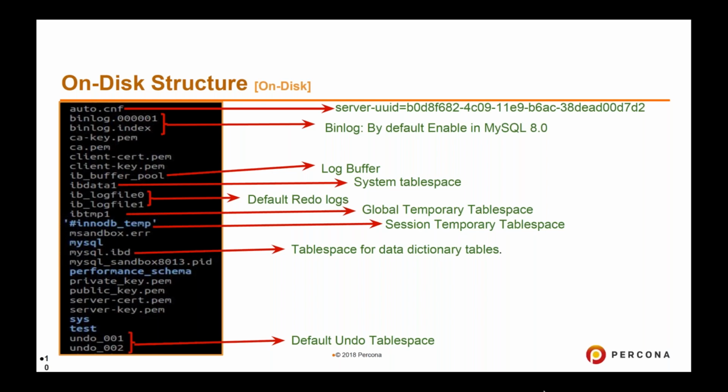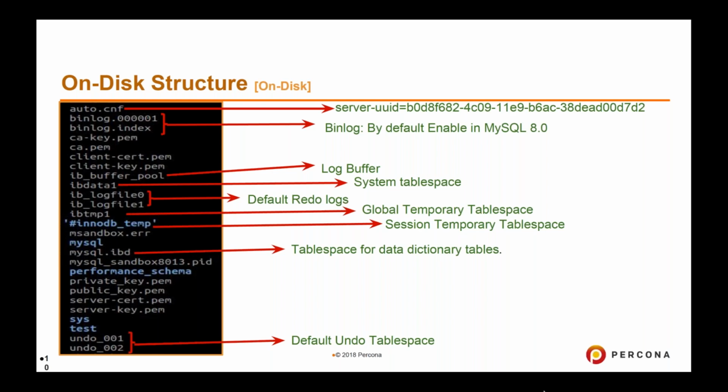This is something new: mysql.ibd, the table space for data dictionary tables. This is something completely new, and one of the major changes in 8.0. This is my data dictionary table space, where I store the metadata information about my tables and other database objects. Earlier, in 5.7, this information was stored in ib data one, my system table space. Now that has changed, and I have this separate mysql.ibd file for my data dictionary to keep my metadata information.